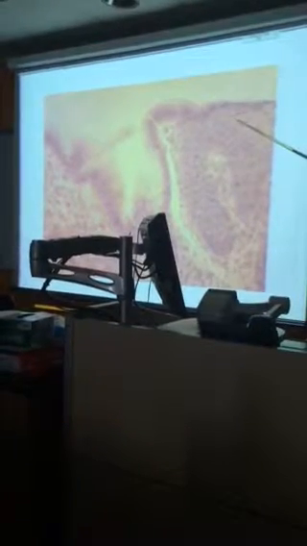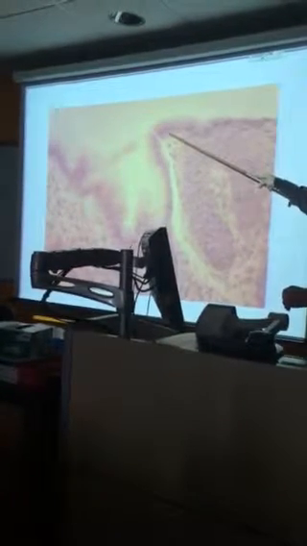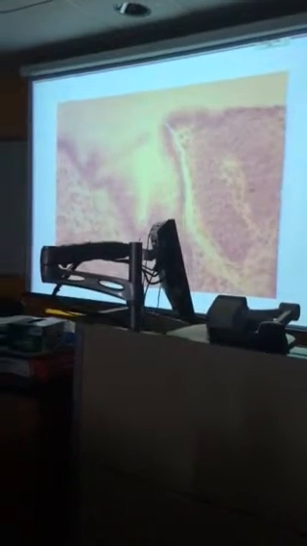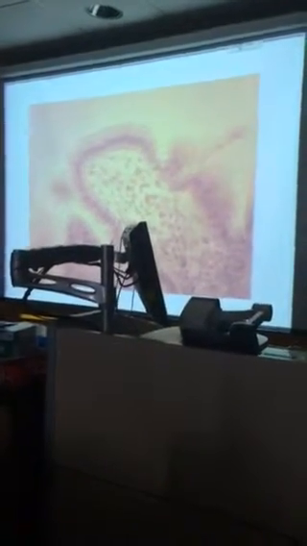Again, you can see non-keratinized stratified squamous, and here, a single layer of cells with oval nuclei. You can see more of it over here. So this is the typical lining that you see in the stomach and in the small intestine and most of the large intestine as well.